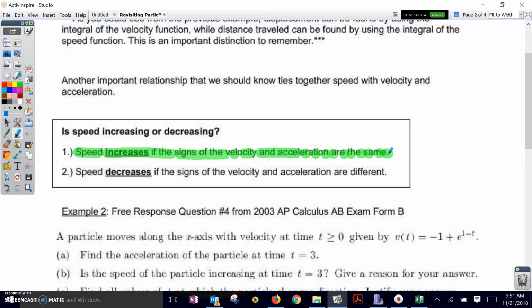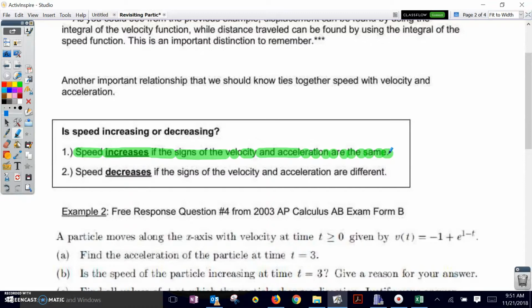And then the second part, speed decreases if the signs of velocity and acceleration are different. If velocity is positive, but acceleration is negative, that means that the speed is decreasing. And conversely, if velocity is negative, but the acceleration is positive, that also means that the speed is decreasing.